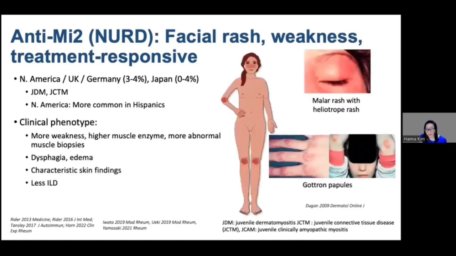As far as skin rashes, they tend to have the typical or characteristic skin rashes seen here, the rashes on the face and the Gottron's papules in typical locations, and they have less interstitial lung disease. A good prognosis is associated with anti-MI2 because it is generally responsive to standard therapy.